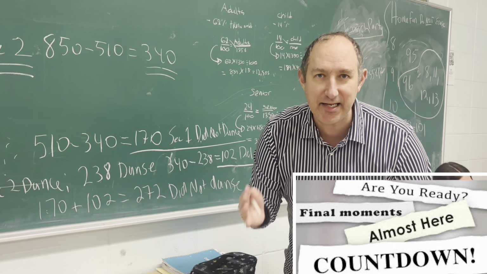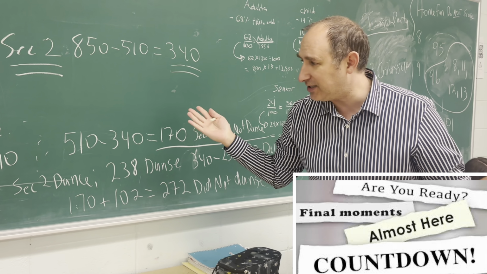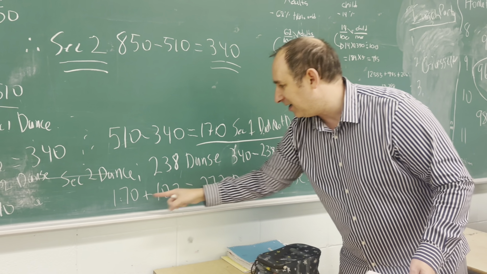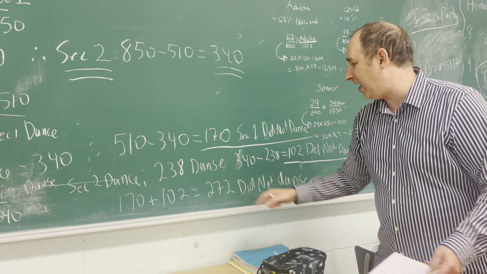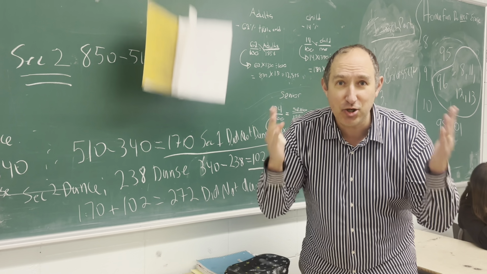How many students did not dance? Usually in math, you either add, subtract, multiply, or divide. Just add them. 170 plus 102 is 272 students did not dance. Please, from now on, go dancing.